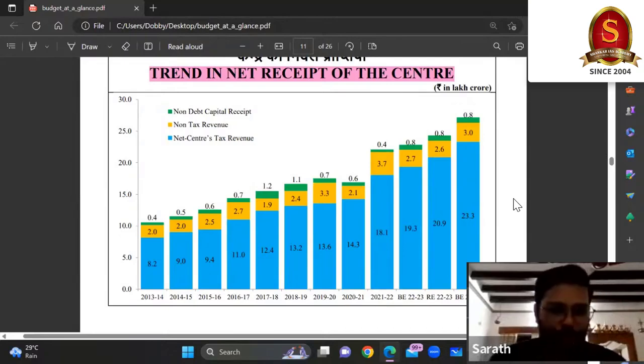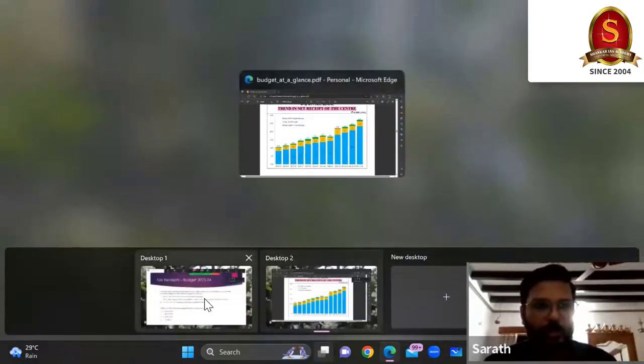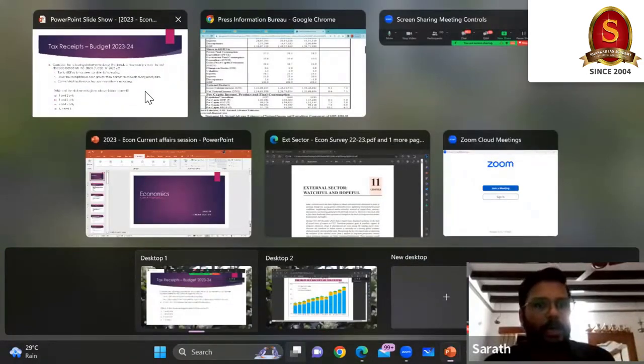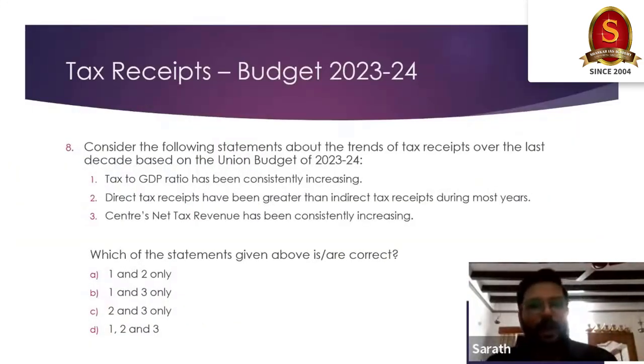What will be the correct statement for the first option? What will be the correct statement? Tax to GDP ratio has been consistently increasing. You can't say it. So it is not. That is wrong itself. What do you mean? How can we put it into a correct statement? Tax to GDP ratio has been growing inconsistently over the last decade. That's probably correct if you want it to be.